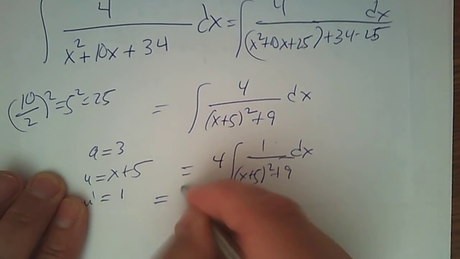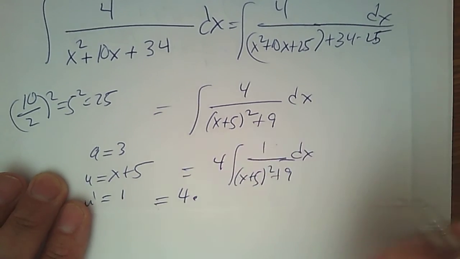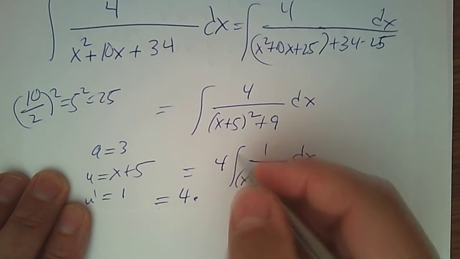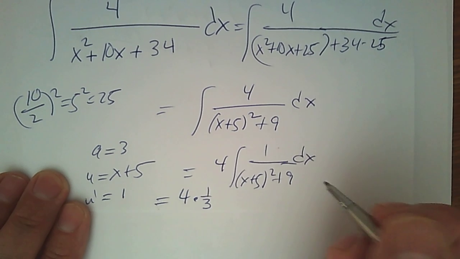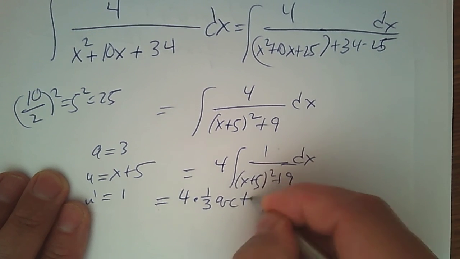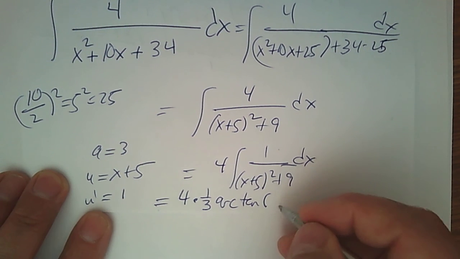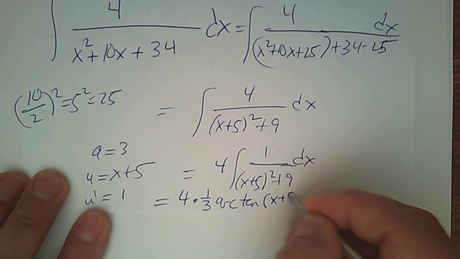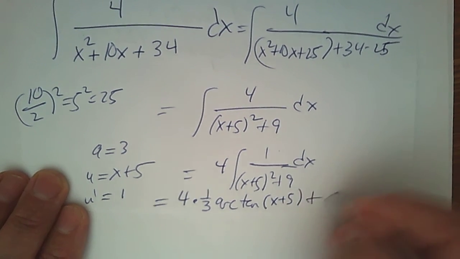I don't know if I have enough room here. I'm going to do it. 4 is going to start with our answer times 1 over a. This time a is 3, so we need a 1/3. Then arctangent, and then u over a. So x plus 5 over 1, or just x plus 5, and then the cookie.